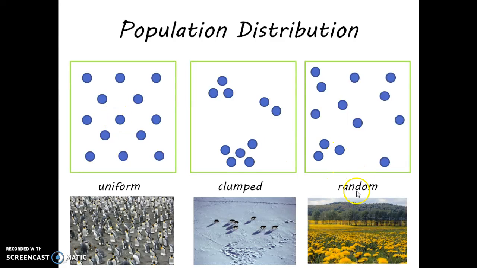And then we also see random patterns, and these random patterns are going to occur when there's really no attraction or repulsion forces. So think of these dandelions. We've got some that are growing here, not so many here, and it's totally random where they grow.